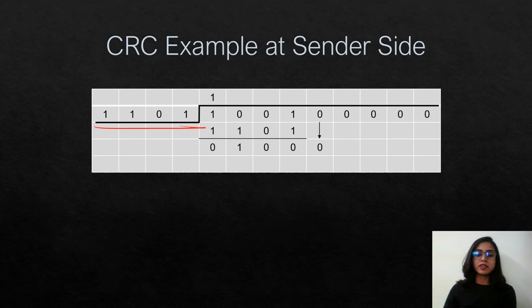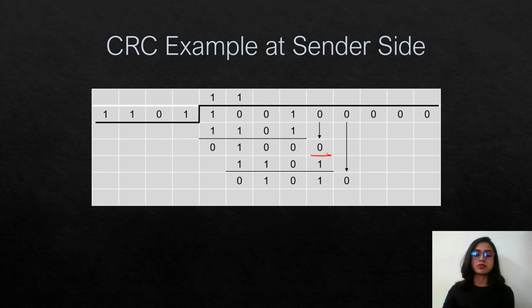If the values are the same, the answer is 0, and if the values are different, the answer is 1. So for 1 1 it is 0, 0 0 it is 0, 1 0 it is 1 and 1 1 is again 0. Now we bring down 0 here. After bringing the 0 down, again 1 times 1101 is 1101. So 1 1 is 0, 0 0 is 0, 0 1 is 1, and 1 1 is 0.